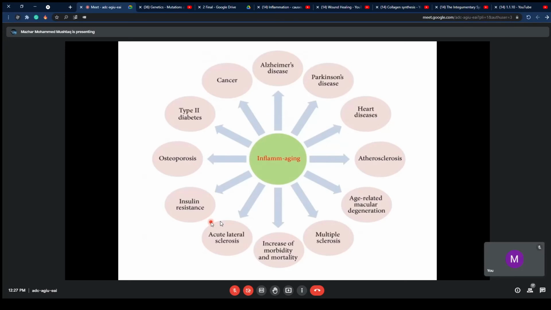Similarly, this is the same diagram that I showed you here. The only difference is that because of inflammation, because of some sort of infection or some sort of inflammatory diseases, all these organs can be affected. And if all these organs are affected, eventually you can have aging, and that would result in severe diseases.